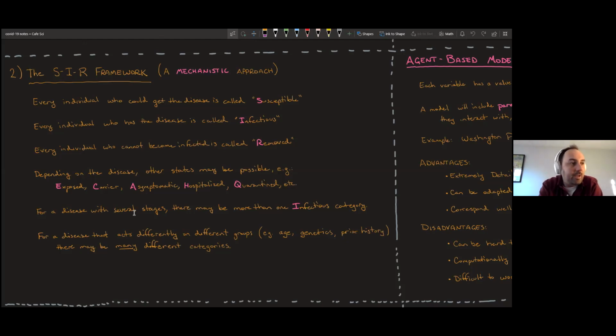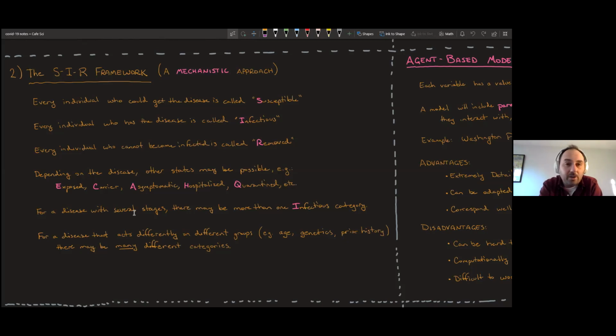But actually, for most diseases, you often want more than those. So really common are exposed classes. This is something that we see is really important for COVID-19, because the time from the moment that you have the interaction that gives you the infection until you actually become infectious can be quite long. It can be as much as, on average, 5 or 6 days for this particular disease. And so it's important to capture that delay in the model. So you might want to add an exposed class.